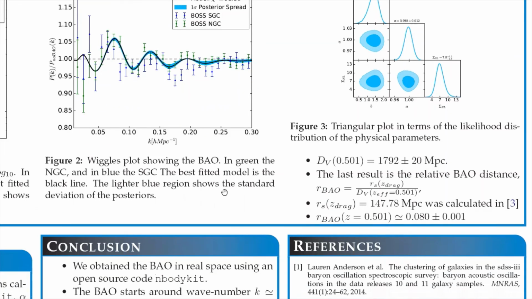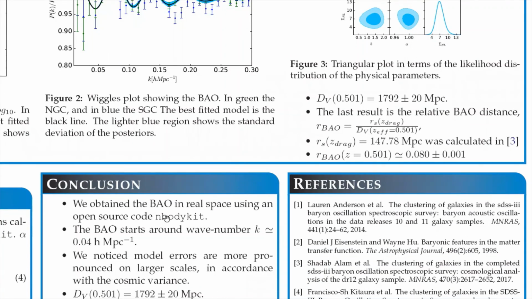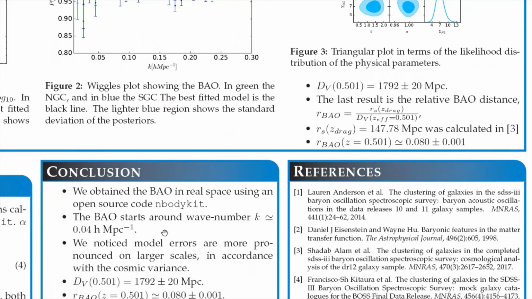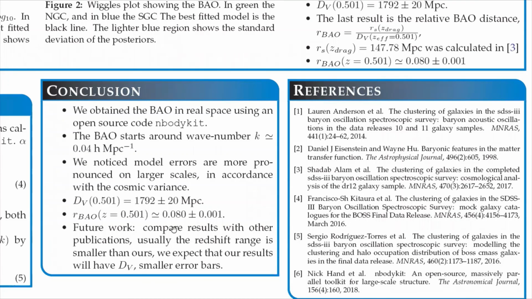So in the study, we obtained the BAO using nbodykit. It's an open source code. And we found that the BAO starts around 0.048 per megaparsec. And we intend to compare these results to other publications.